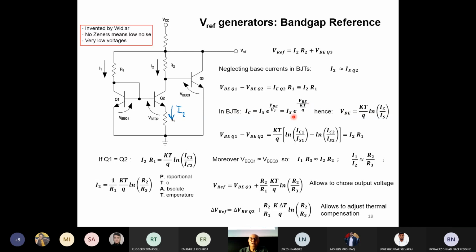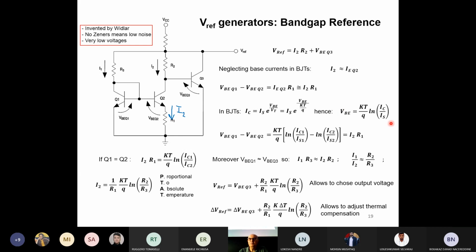Okay, so why did I write this? Just because I wanted to convert this equation and derive an expression for VBE. If I move IS to the first term, then I pass through the logarithm with the e base, I get VBE as KT over Q times the natural logarithm of IC over IS. Okay, so this gives me the base emitter voltage that I need if I want a certain IC, collector current, for the transistor.